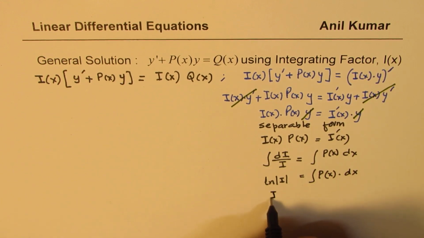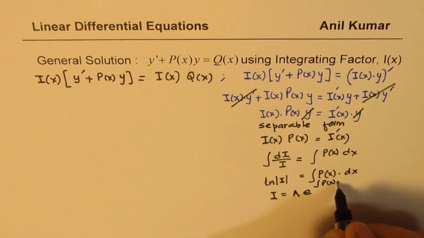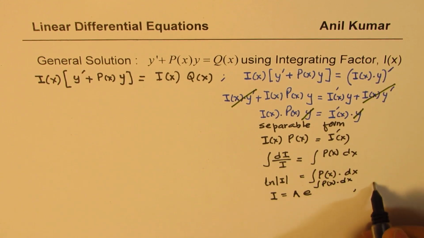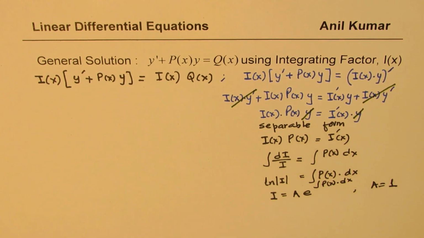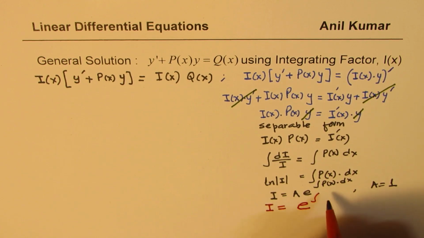So the integrating factor I could be written as a times e to the power of the integral of p of x dx, right? So for normal calculations, we take a as equal to 1. So here we get a very important conclusion, and that is that I, the integrating factor, is equal to e to the power of the integral of p of x dx.